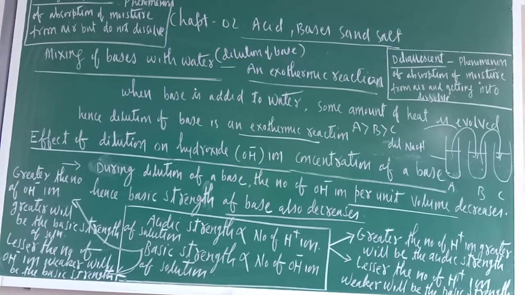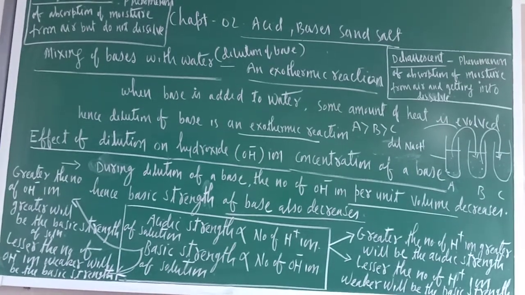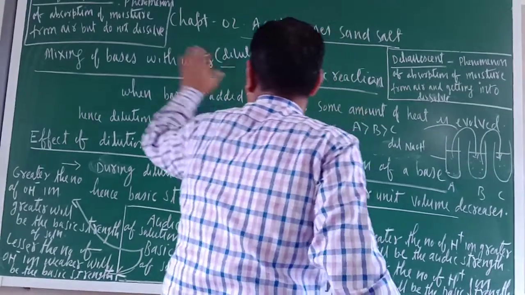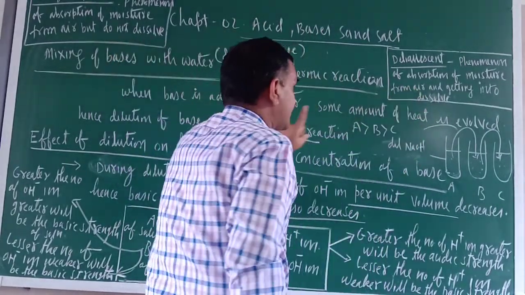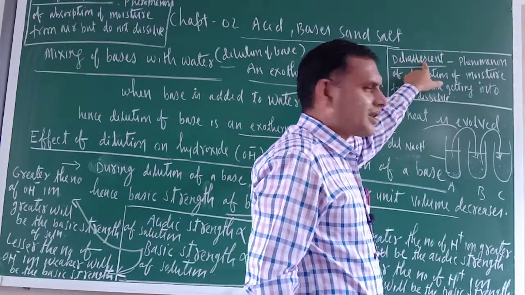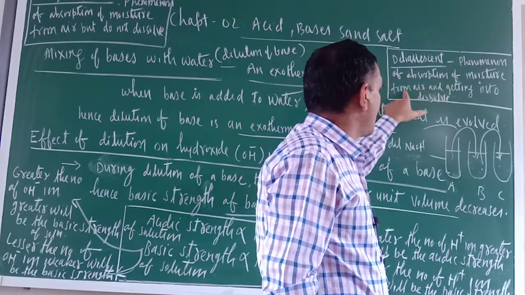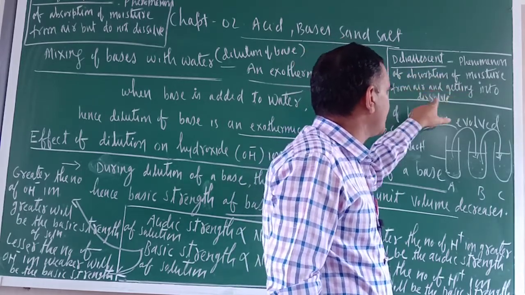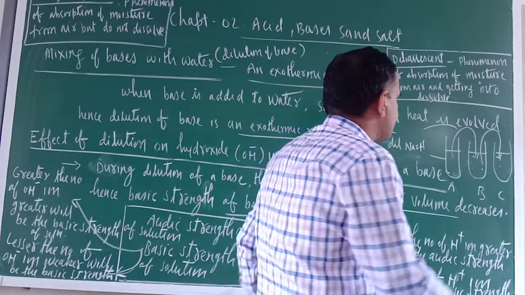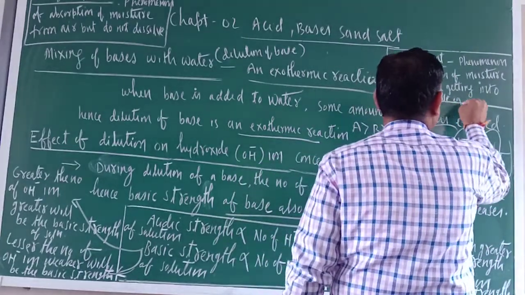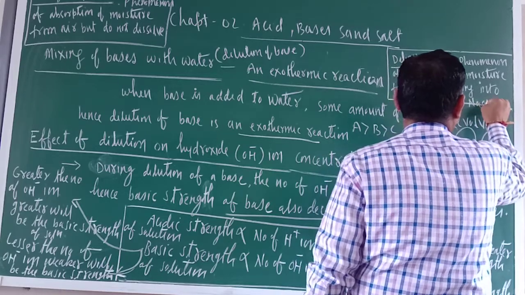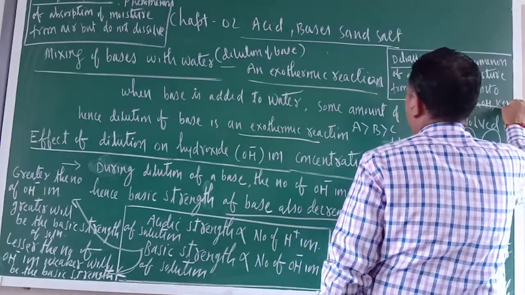What is that one? There is one more thing I wrote on this side and this side, here and here. That is deliquescent. What is the meaning of deliquescent? Phenomenon of absorption of moisture from air and getting dissolved. Okay. Example of deliquescent substances: NaOH and KOH.